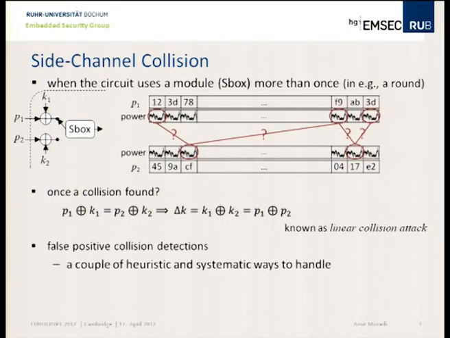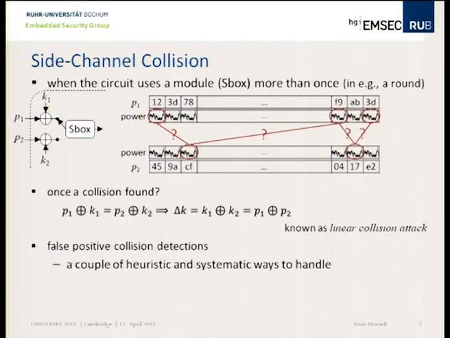This is actually called a linear collision attack on AES, which has been well known for roughly, I think, 8 years. And the problem is dealing with false positive collision detections. Since this is not the only case that we have to attack, we later have to perform the attack on, for instance, P3 and K3 and so on, and recover a lot of different equations to reduce the number of candidates that we have for the full key. If one of these equations is wrong, the chain will be completely wrong, and then the correct key is not amongst the candidates that are left.